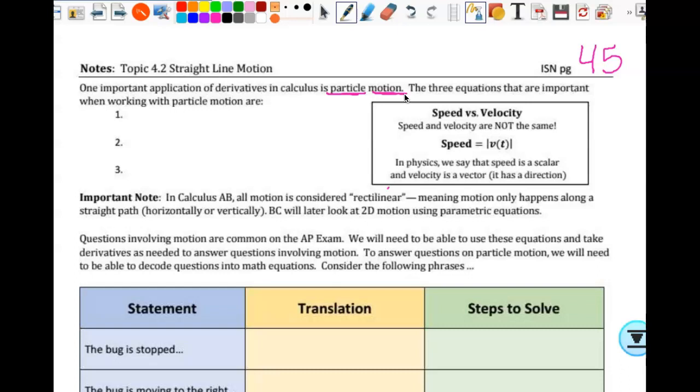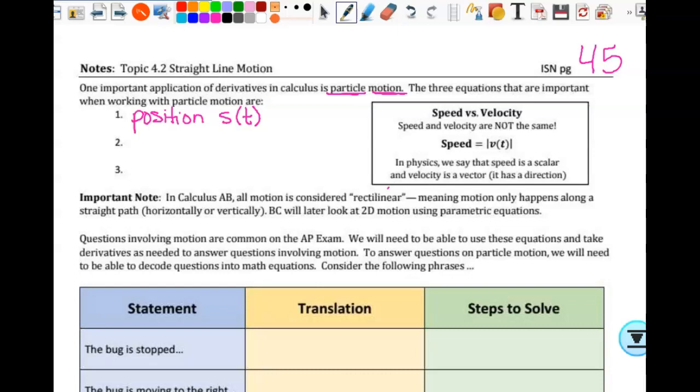One or the other. The three equations that are important when working with particle motion are position, which, if we are going to write it from scratch, is going to be S of t. S being position, not P for position, S. Why? Because I said so. I don't know. It's just because it is, all right?